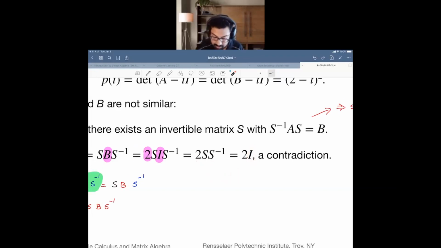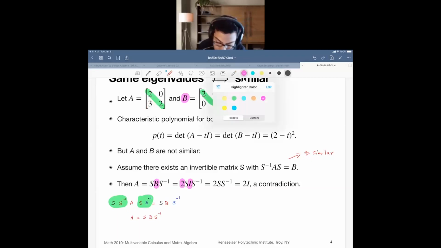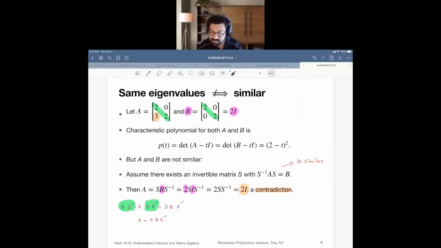So what did we get? We got A equals 2I. And you clearly know that A is not equal to 2I. There is a 3 over here, which is breaking that equality. That's a contradiction. So what we can say is that there is no S that exists that will satisfy this particular criteria, also proving that A and B are not similar.